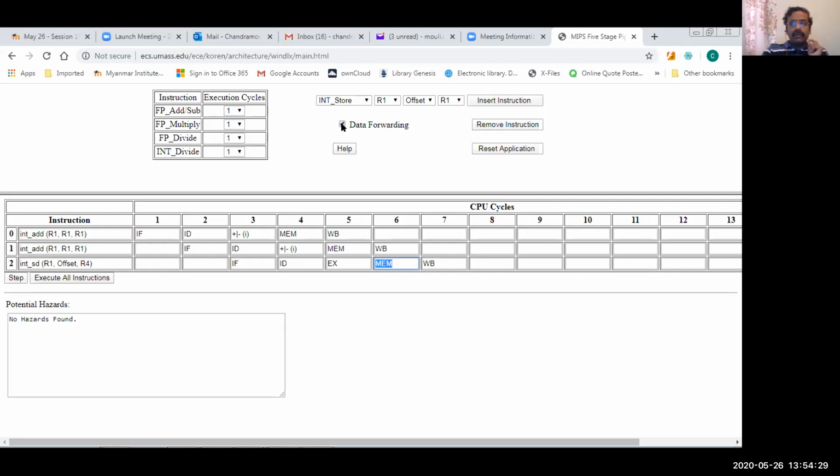Now if I do not have data forwarding and execute all, what happens? See this, the whole thing is getting delayed. This is also getting delayed because it wants the value from the EX stage, when the operands are read. It is not wanting it during the memory stage. It wants the operand to be ready in front of EX. So it is introducing 2 more delays.